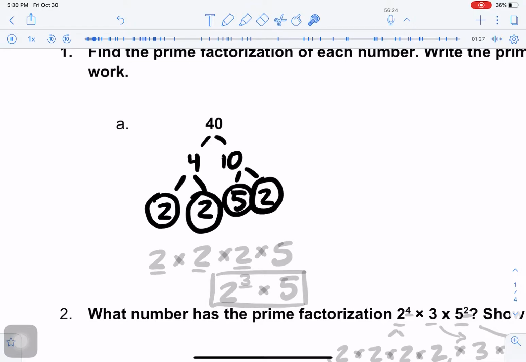Now to rewrite this, I'm going to write my numbers in order. 2 times 2 times 2 times 5. And we are going to write them using exponents because that is what the question said to do. So I'm going to go ahead and count how many 2's I have. I see I have 3 2's. So I'm going to write this expression as 2 cubed times 5. The 3 came from the amount of 2's that I saw. And this is my final answer for the prime factorization of 40.